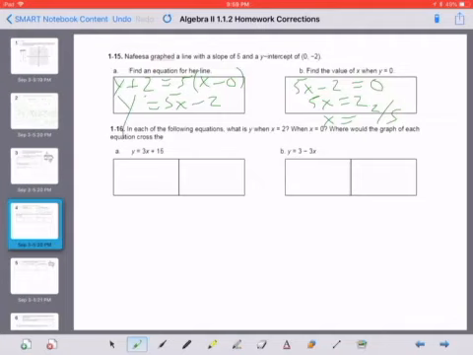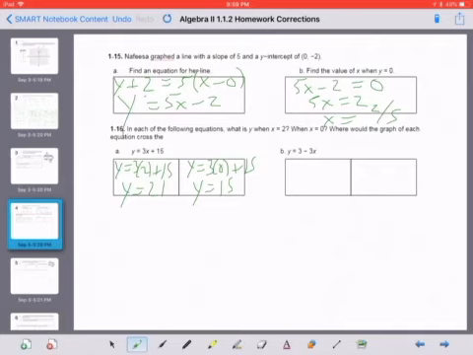equations. What is y when x equals 2, when x equals 0? Where would the graph of each equation cross the? Well, we're missing part of this problem, so we're just going to do the first two parts. So when x equals 2 in the first one, we would do y equals 3 times 2 plus 15, so it would be 21. Then when it's 0, y equals 3 times 0 plus 15, which is 15.